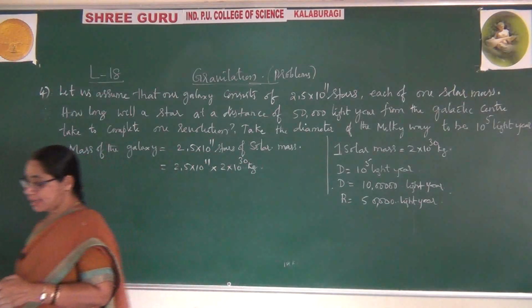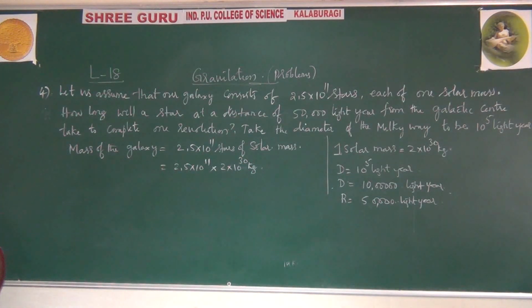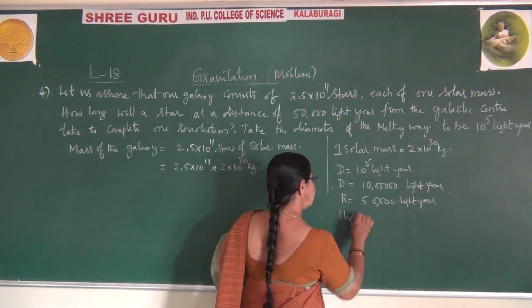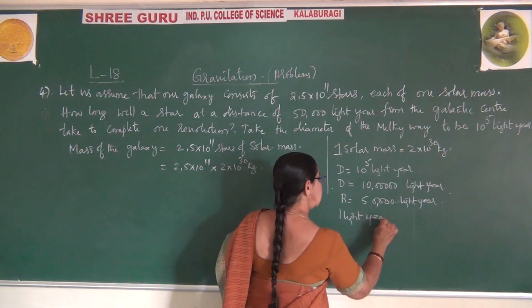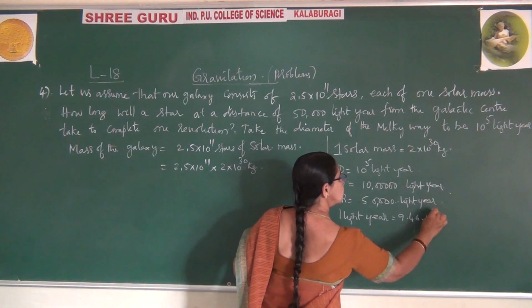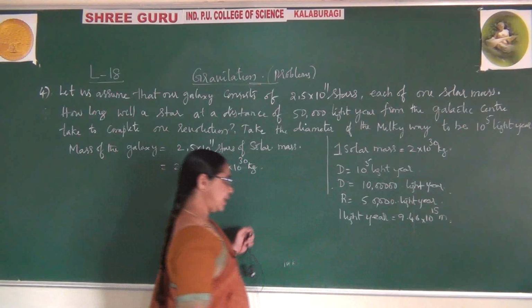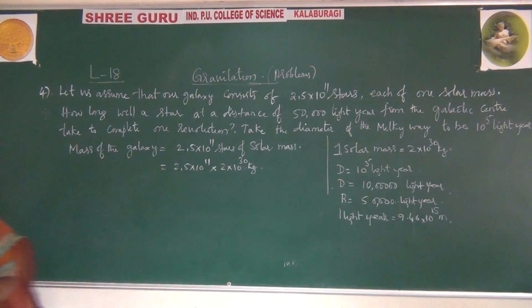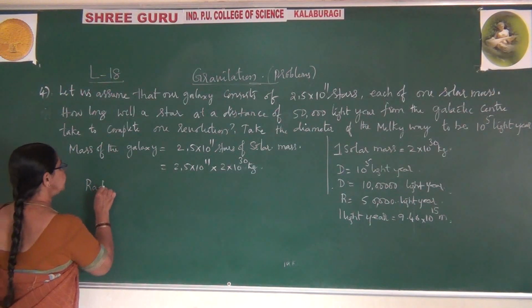What is 1 light year? 1 light year is equal to 9.46 into 10 to 15 meter. This is the one condition for light year. So now I should write the radius. The radius of the path of the star is 50,000 into light year.